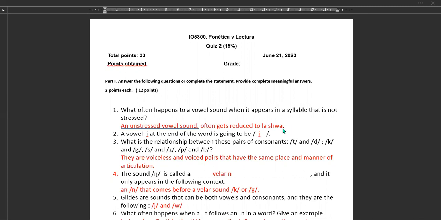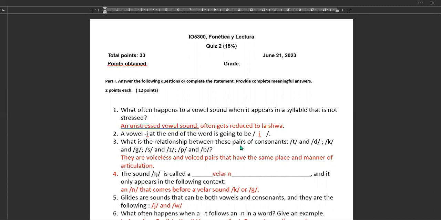Okay, and number two. I have been repeating this for several weeks now: when you have an I sound at the end of a word, let's say pretty, city, busy, anything that is an I sound, it's going to be a tense I because the lax I does not appear at the end of the word.